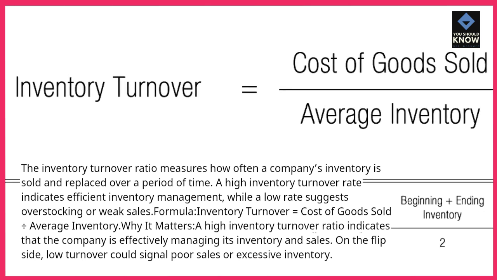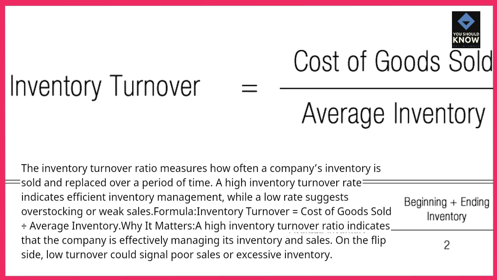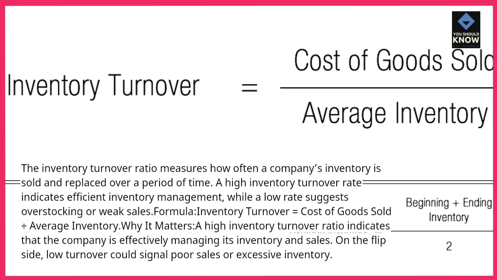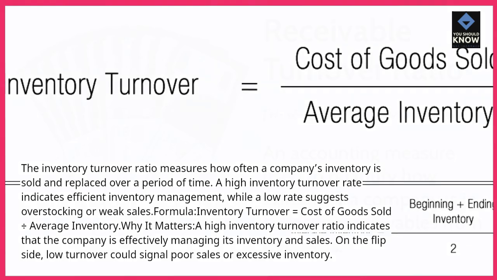Why it matters. A high inventory turnover ratio indicates that the company is effectively managing its inventory and sales. On the flip side, low turnover could signal poor sales or excessive inventory.